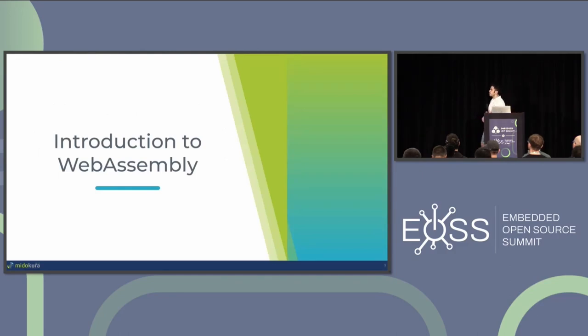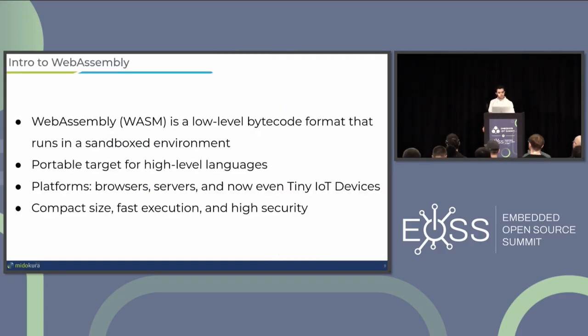How are we trying to solve that? By using WebAssembly. And here I will do a very brief introduction. What is WebAssembly? It is a low-level bytecode format that runs in a sandbox environment. It is compatible with multiple languages. Here it says high-level languages, but right now it is basically C, C++, and Rust. But there are others, such as AssemblyScript, which is a type of JavaScript. And also, currently, we are supporting Python. So in the following slides, I will explain how we are doing that.